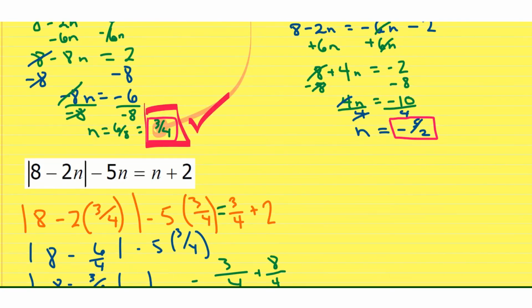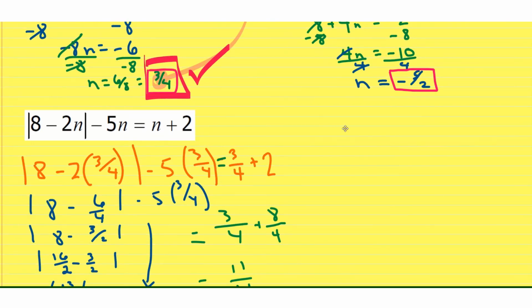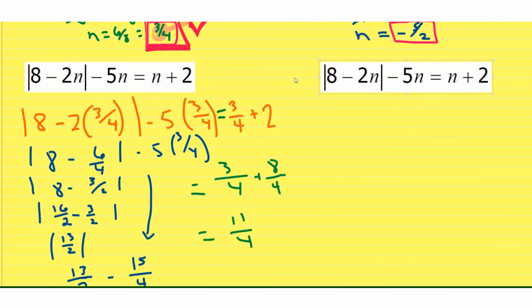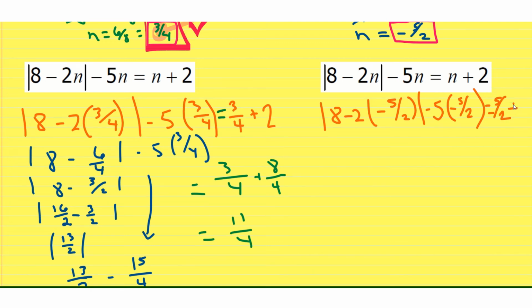So again, we're going to take our original equation and we're going to plug in negative 5/2. Now, if you have your graphing calculator and you want to do it with the graphing calculator, be my guest. But for those of you who need a little review on the fractions, we'll just do it the long way. So there's a possibility you might want to fast forward through some of this stuff. Okay, so absolute value of 8 minus 2 times negative 5 halves, minus 5 times negative 5 halves is equal to 5 halves plus 2.